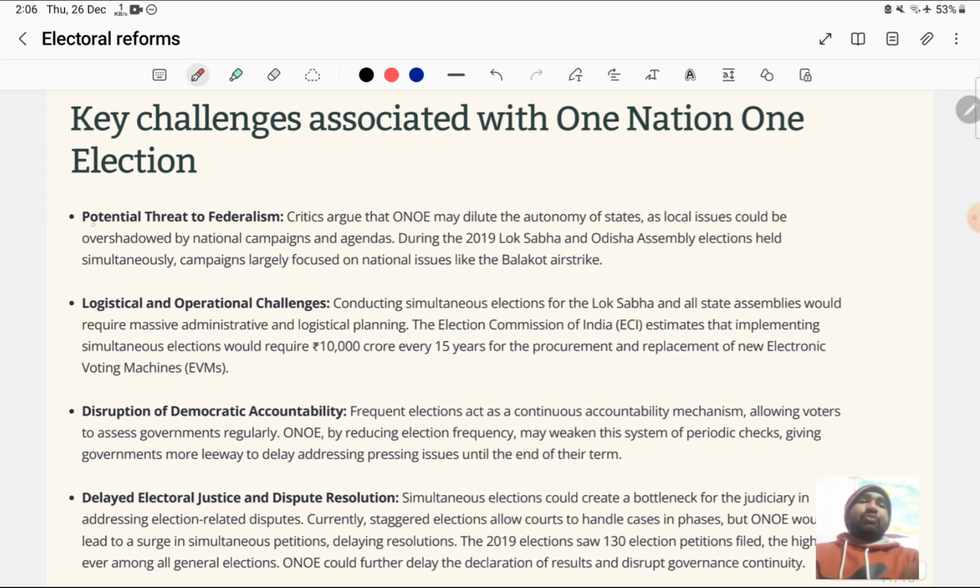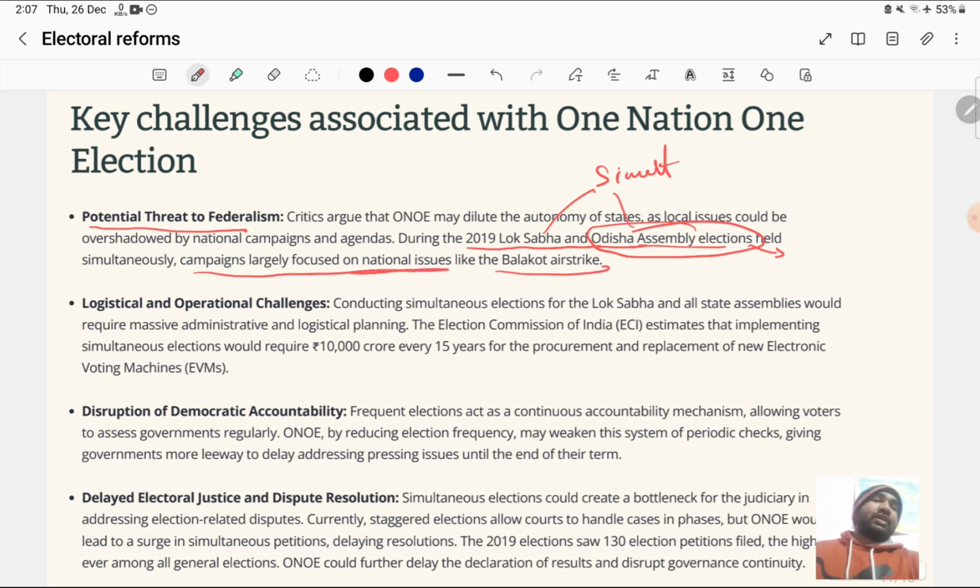First of all, there is a potential threat to federalism. For example, in Odisha in 2019, the Lok Sabha election and the Odisha Assembly election, as we know, were held simultaneously. During the Odisha Assembly elections, people voted on campaigns largely focused on national issues like the Balakot strike. Thus, the Odisha Assembly elections received less importance, leading to a potential threat to federalism.